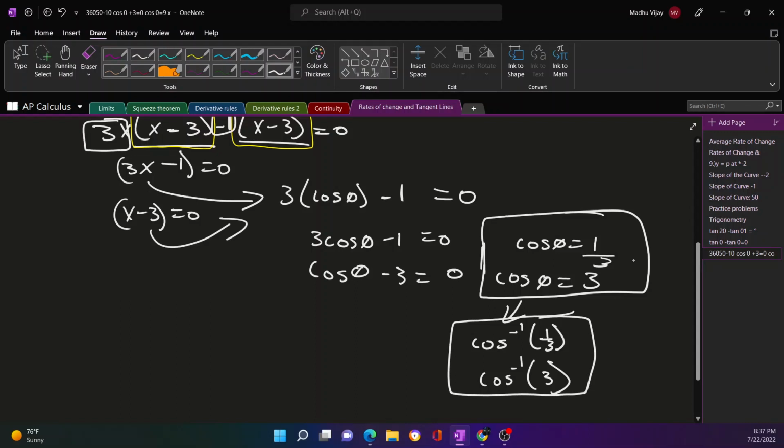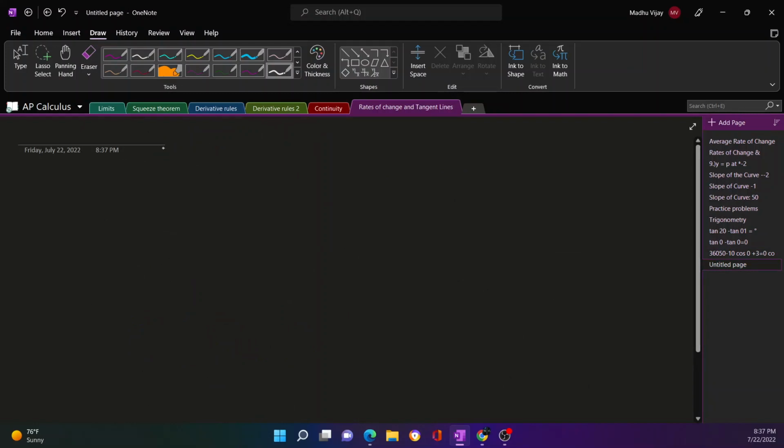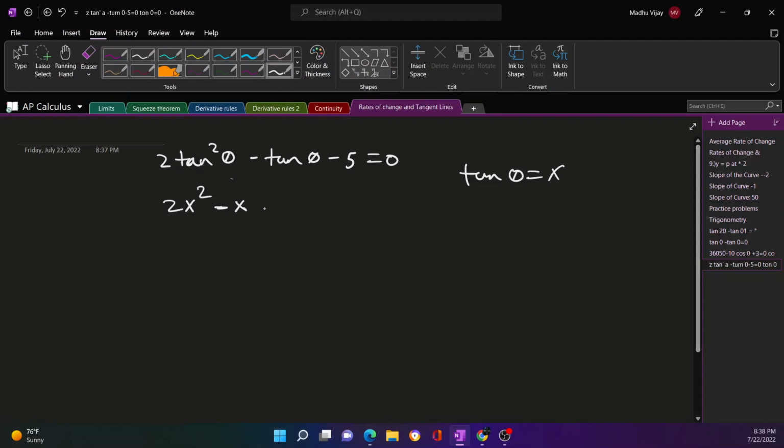Alright, so let's do one more problem. 2 tangent squared theta minus tangent theta minus 5 is equal to 0. So we can actually just go ahead and do this with the x trick that I told you earlier. So tan theta equals x. So this would just be 2x squared minus x minus 5, which is equal to 0.